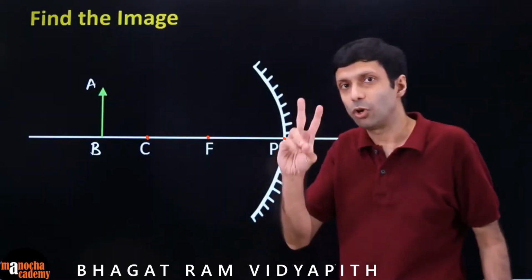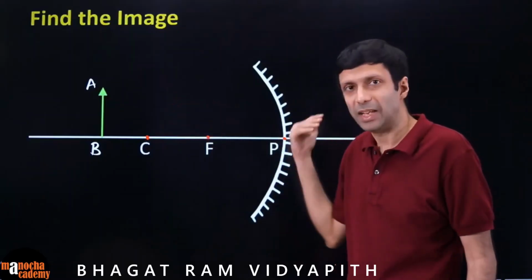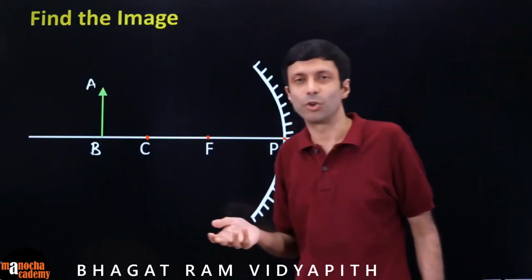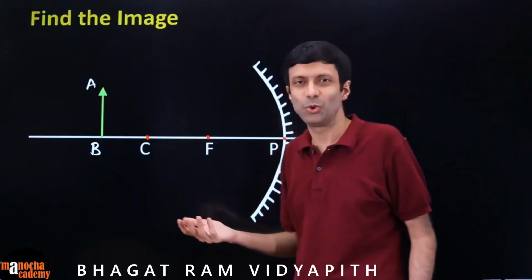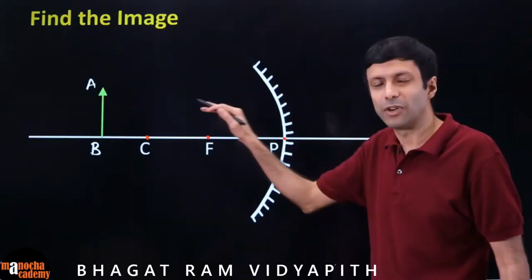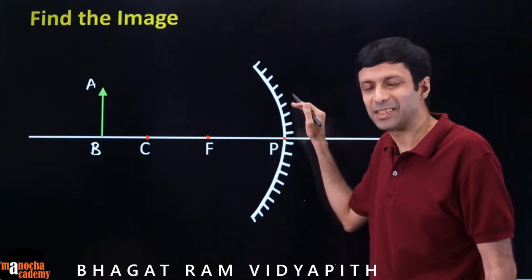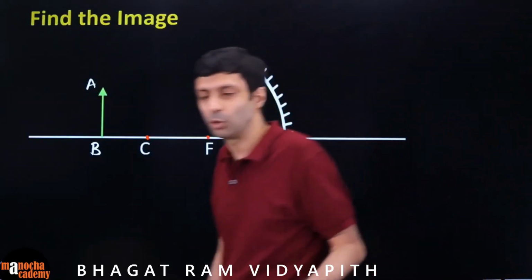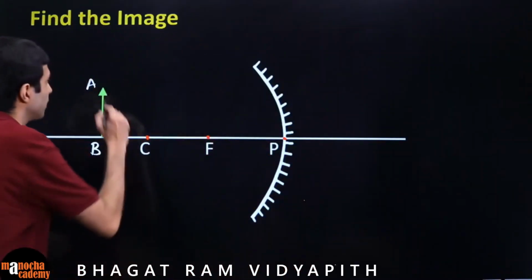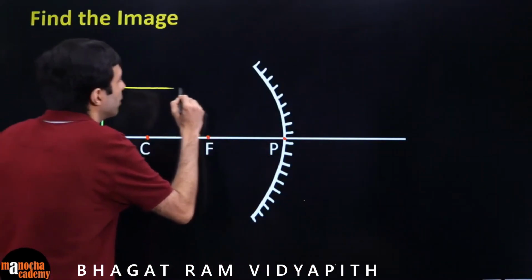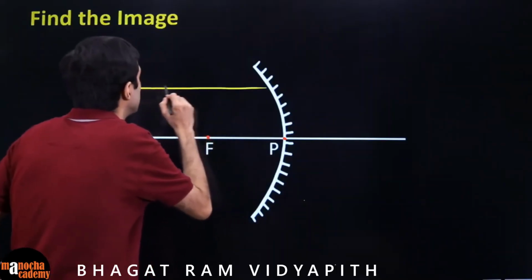So we need to draw 2 rays to determine the image of A this side. So which rule do you want to go for? One of the simplest is rule 1, where you can draw a ray parallel to the principal axis. After reflection, it will pass through the focus. So let's do that. So, a ray of light parallel to the principal axis.